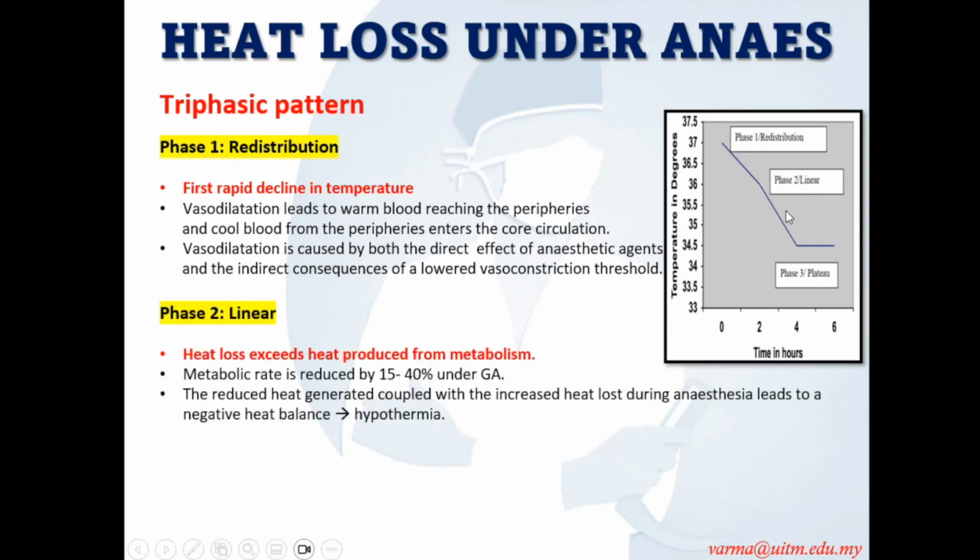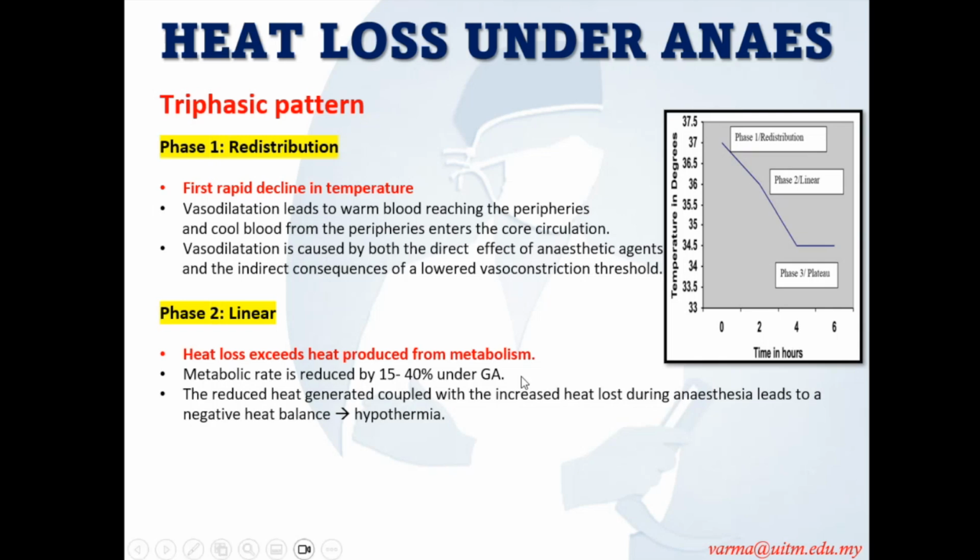Next, second is phase 2, which is a linear phase. Heat loss exceeds heat produced from the metabolism. This phase is just because heat loss is occurring, because of various mechanisms, which we will look into, the mechanisms of heat loss. Whereas for heat production, the patient is completely anesthetized. There is no metabolism going on. So the heat production is lesser and heat loss is more.